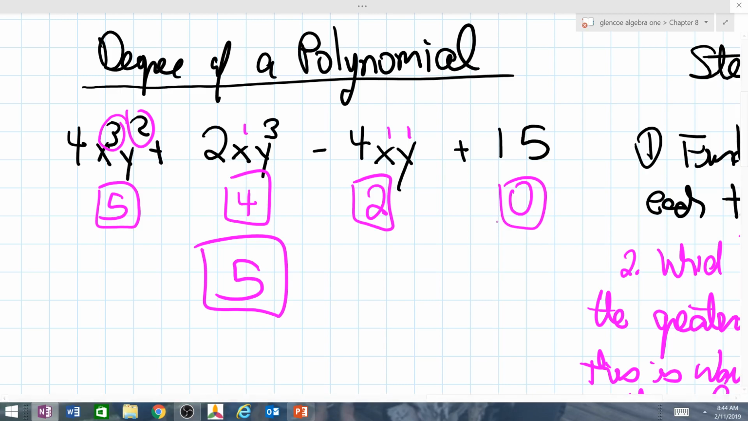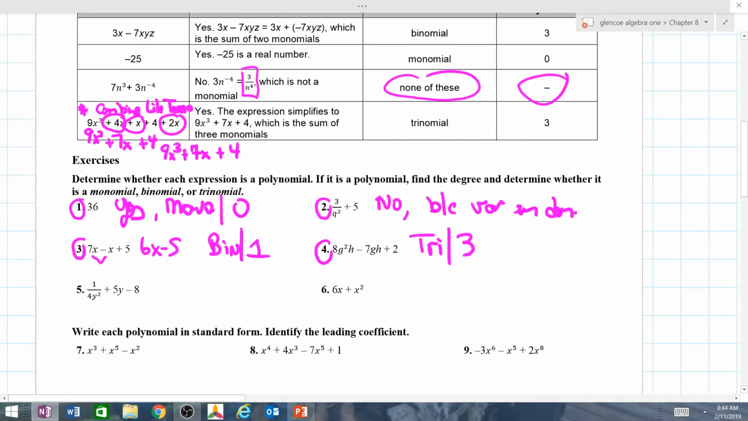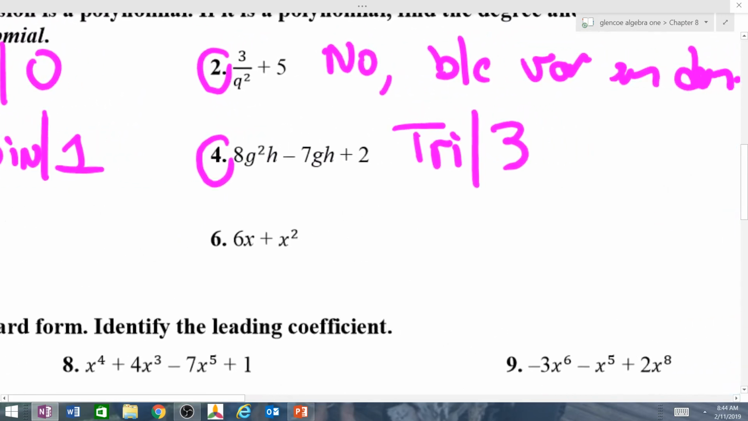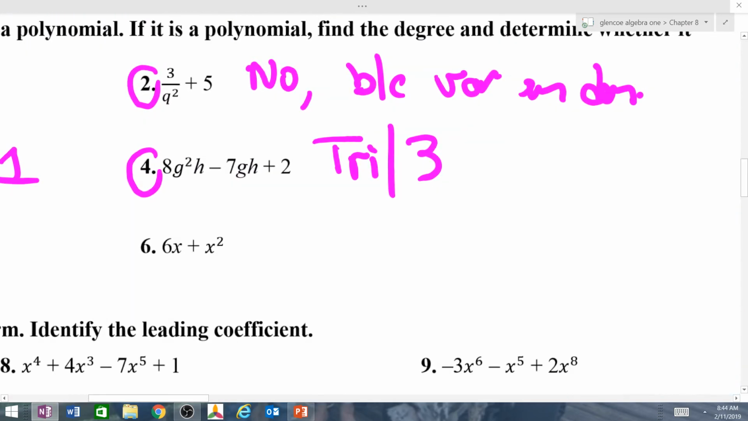Does that help? Are you sure? Let's look at one more then. Okay, so let's look at number 6. Okay, 6x plus x squared. Are any of the terms alike, yes or no? No. So is it a monomial, binomial, trinomial? It's a binomial. What's the degree of the first term? What I'm asking right here because I want to make sure she understands. Thank you, though. What's the degree of the second term? Which number is bigger, 1 or 2? So what's the degree of the polynomial? Outstanding. Does that help? Okay.